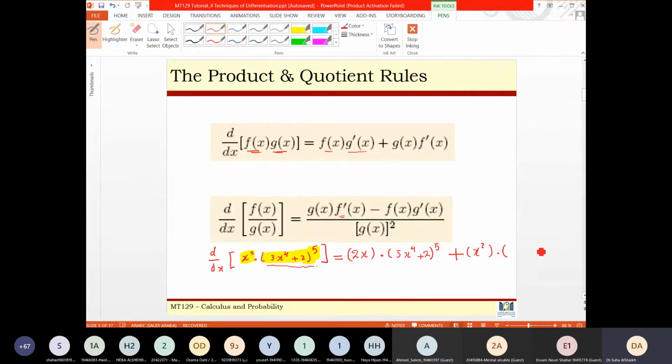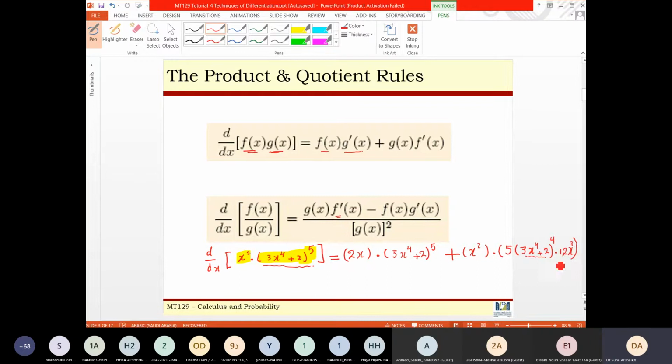What's the derivative of this part? It is the derivative of the bracket, which is 5 times (3x^4 + 2) to the power 4. I differentiated the bracket. Multiply with the derivative of what's inside. What's inside the bracket is 3x^4 + 2. The derivative of 3x^4 + 2 is 12x^3. And we close the bracket. So this is the derivative that we have.